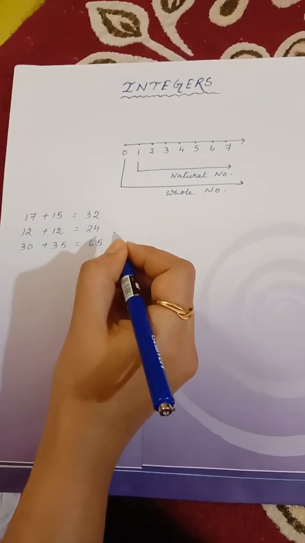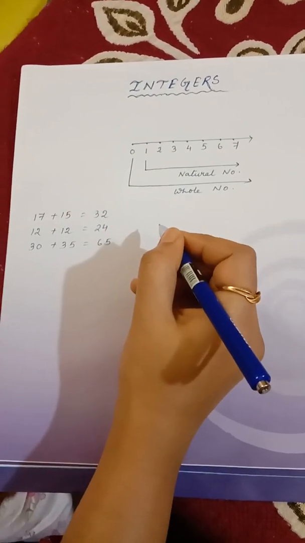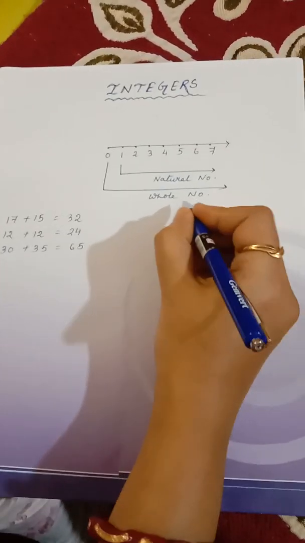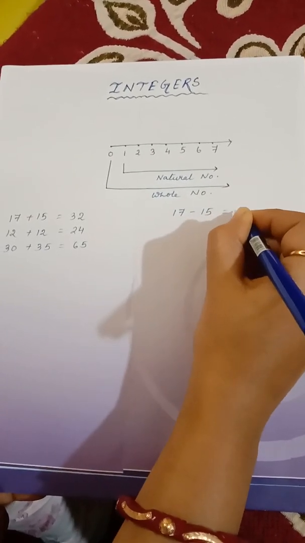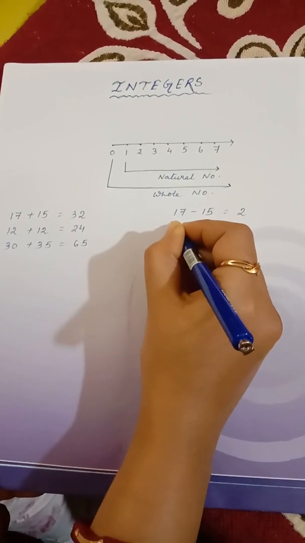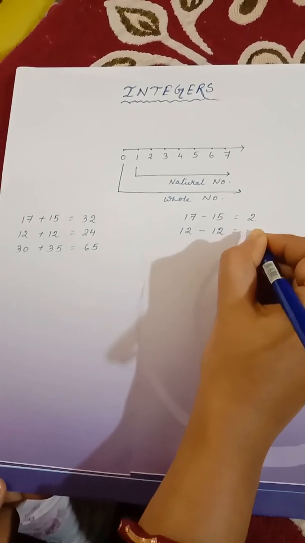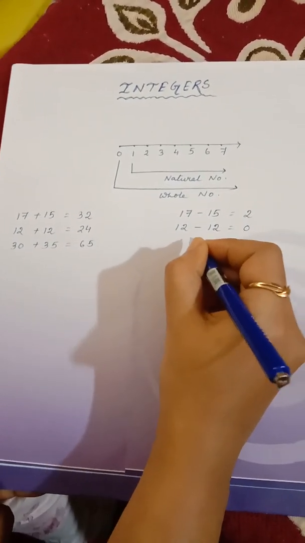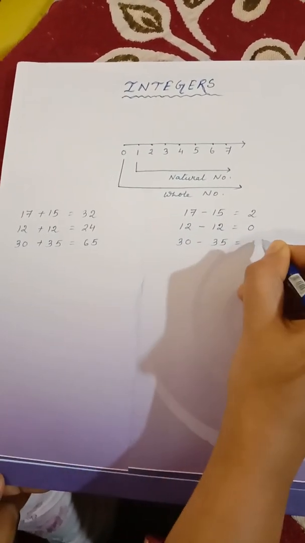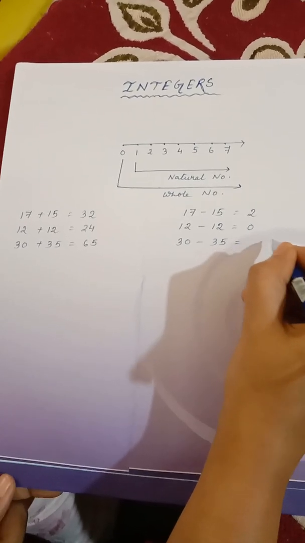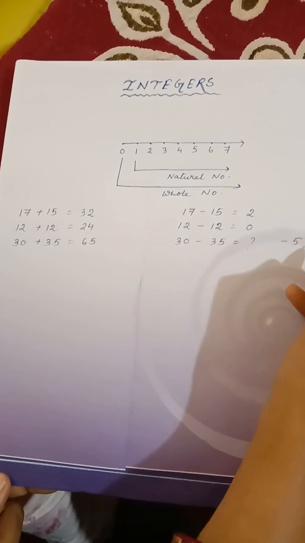Now, if we do the subtraction with the same numbers, can we get the whole number? Now let's see. So first 17 minus 15, it will come 2, which is a whole number. Then 12 minus 12, it will come 0, which is also a whole number. Now 30 minus 35. What will be the answer of this? Answer would be minus 5.